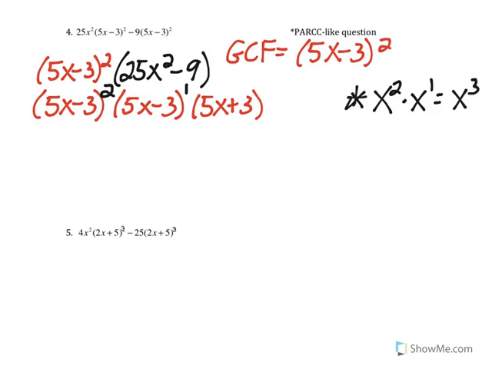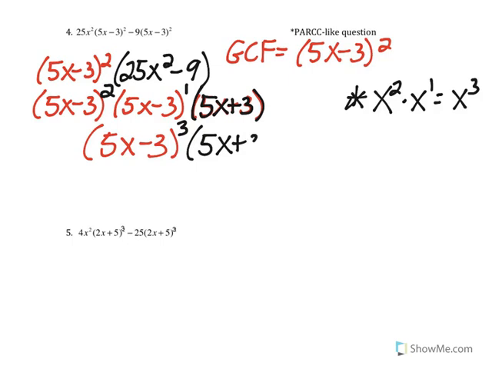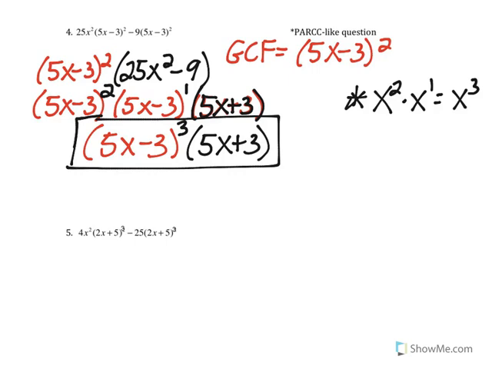So we can do the same thing here. Probably should not have made this the same color. Let me just switch that over to black, just so it's easier to see. We're going to make this into 5x minus 3 to the third, and then times the 5x plus 3. It's an interesting type of problem, similar to the idea of grouping and then kind of putting things together.